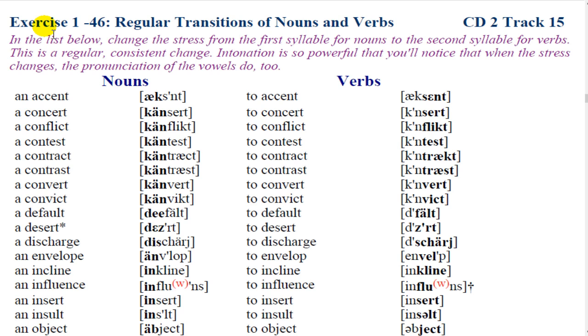Regular transition of nouns and verbs. In the list below, change the stress from the first syllable for nouns to the second syllable for verbs. This is a regular, consistent change. Intonation is so powerful that you'll notice that when the stress changes, the pronunciation of the vowels does too. Repeat. An accent, to accent.